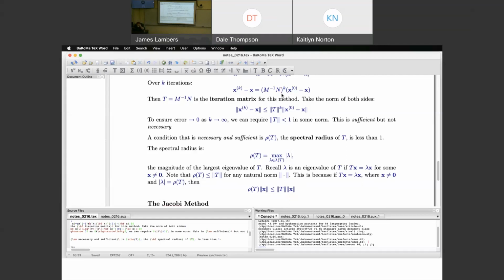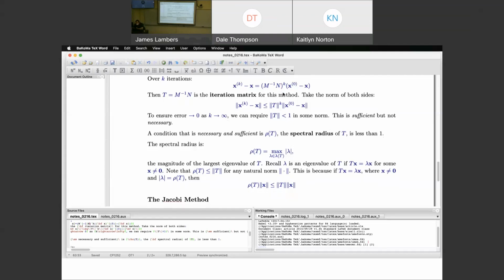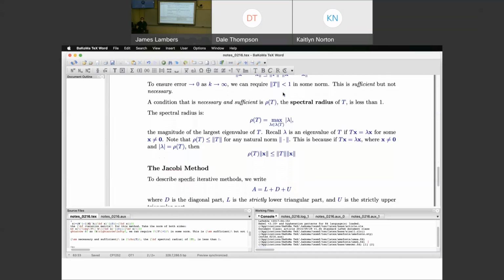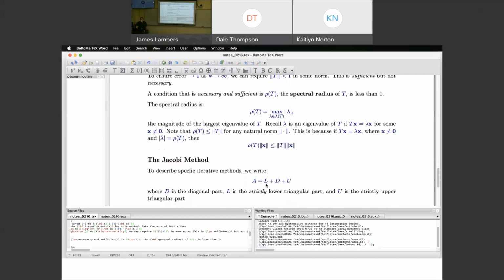The simplest method of all, of stationary kind, is the Jacobi method. To help me describe these methods, I'm going to use this breakdown of A. L is what's in the lower triangle below the diagonal. That's why I call it the strictly lower triangular part, the diagonal not included. D is the diagonal part, which consists of the diagonal entries of A. And then here we have a strictly upper triangular part, U.